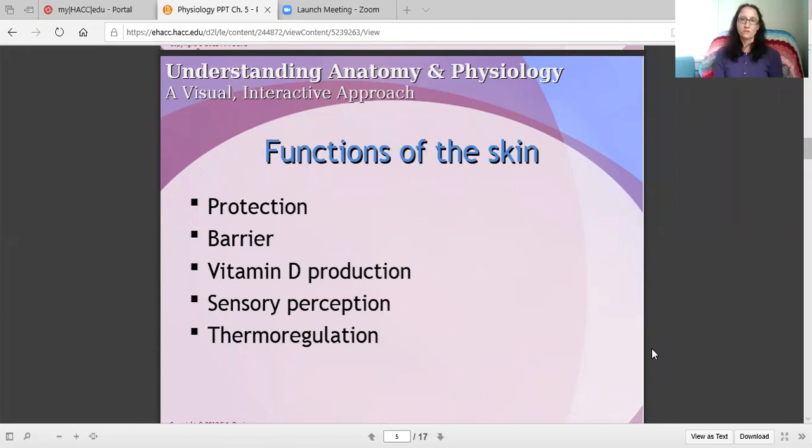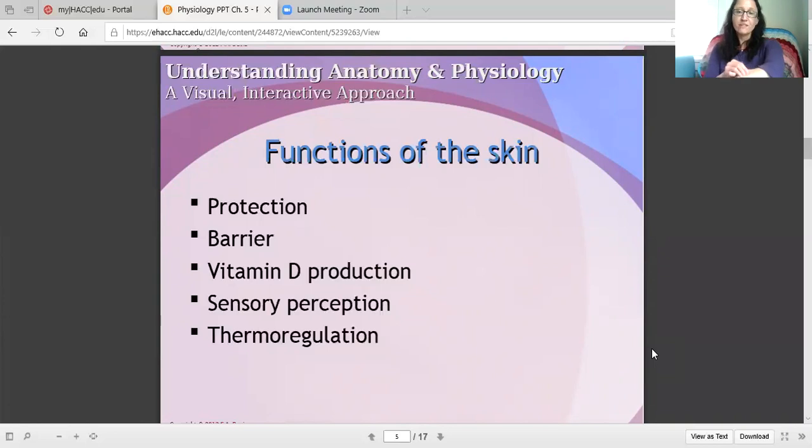Protection is first. We mentioned that the skin is a physical barrier between us and the outside world. It protects our squishy innards from anything that might want to try to get in, actually. Protection and barrier go together because remember, this is the integumentary system, so there's a lot going on there.